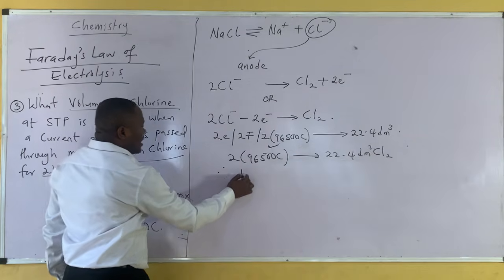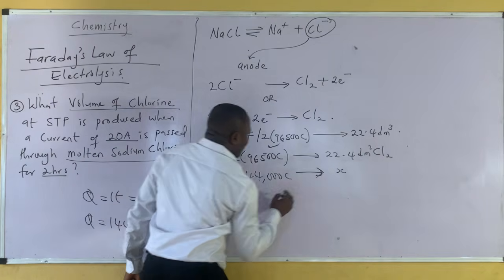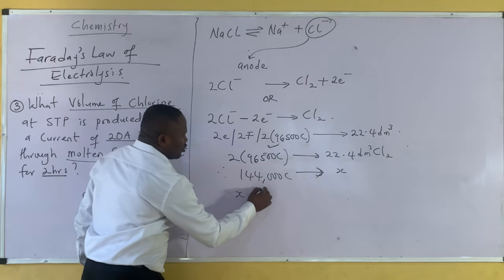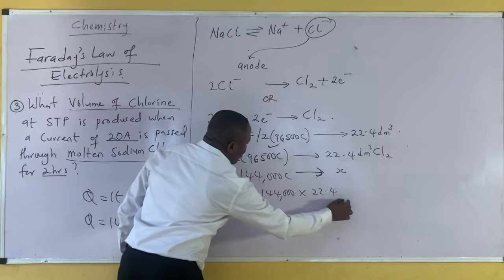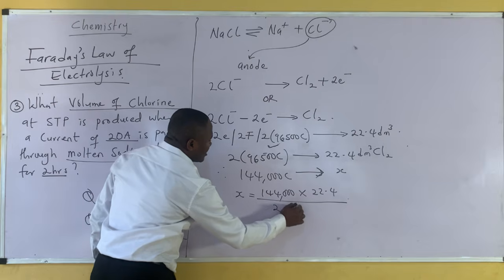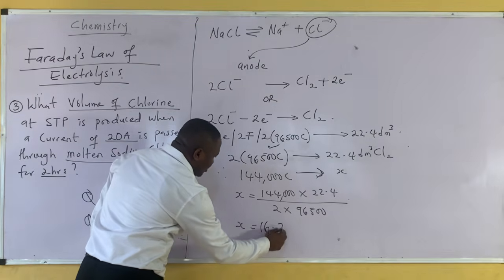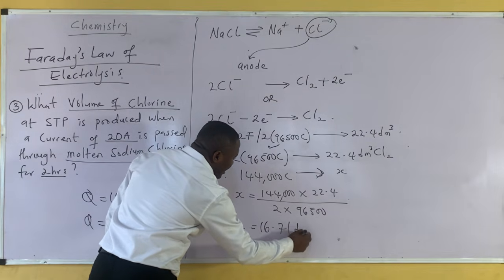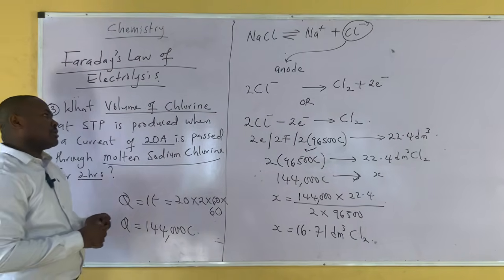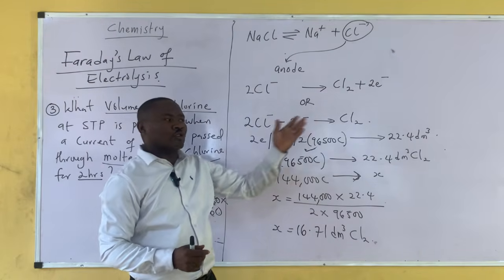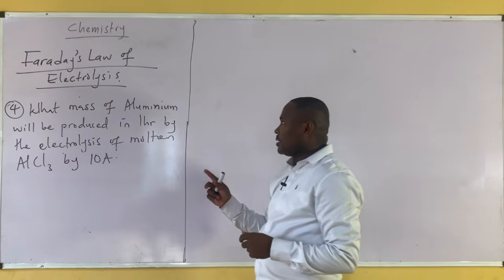Therefore, 144,000 coulombs will give me X. Now, what is my X? My X will now be equal to 144,000 times 22.4 over 2 times 96500. So my X will be 16.71 dm³ of chlorine gas. So you see, it's very simple. It's just for you to understand how preferential discharge of ions helps us to calculate everything. Thank you. Now let's see another example.